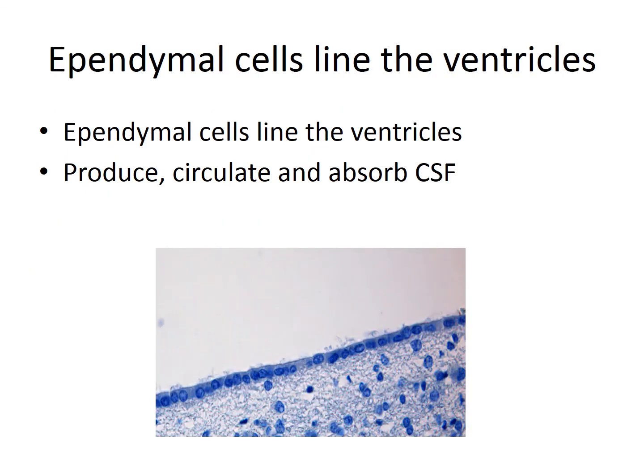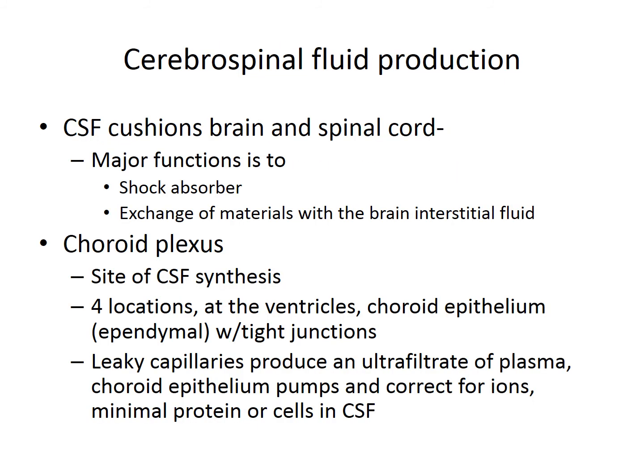Okay, our last support cell we're going to talk about are the ependymal cells, and these are the little cuboidal cells that line all the ventricles. One of their functions, besides being a barrier, is that these are the cells that produce, circulate, and absorb the cerebral spinal fluid. The cerebral spinal fluid is produced by the choroid plexus, and the role of CSF is to help cushion the brain and the spinal cord.